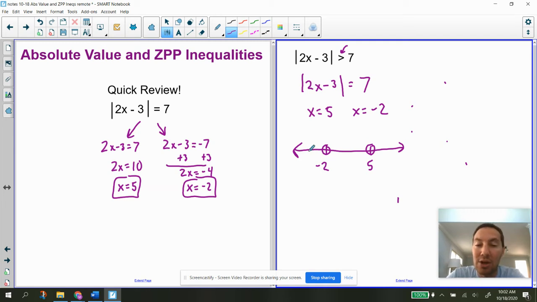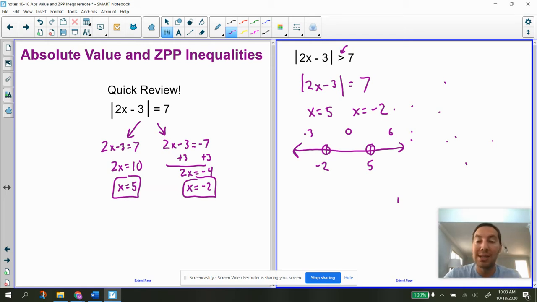Do I want answers that are less than negative 2? Do I want answers that are between negative 2 and 5? Or do I want answers that are bigger than 5? And I'm actually going to plug in some test points just to see what works. So less than negative 2, I know a number that's less than negative 2 is negative 3. Between negative 2 and 5 is 0. And bigger than 5, I know a number there is 6. Notice I'm plugging in something that's in between those answers I got. I'm not actually plugging in negative 2 and 5.